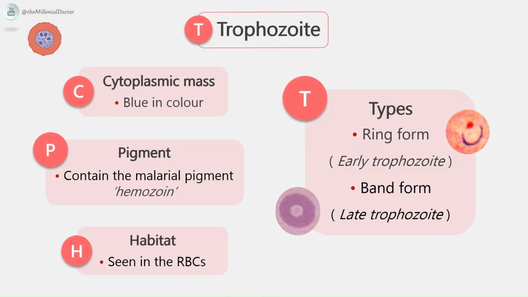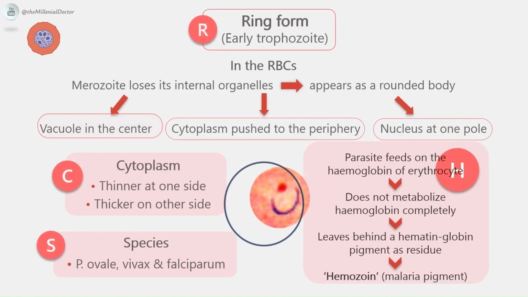Next, Trophozoite. They are the cytoplasmic mass, blue in color. They are seen in the RBCs. They contain the malarial pigment called hemozoin. The trophozoites are of 2 types. One is the ring form, also called the early trophozoite, and the other is the band form, called the late trophozoite. Ring form or the early trophozoite.